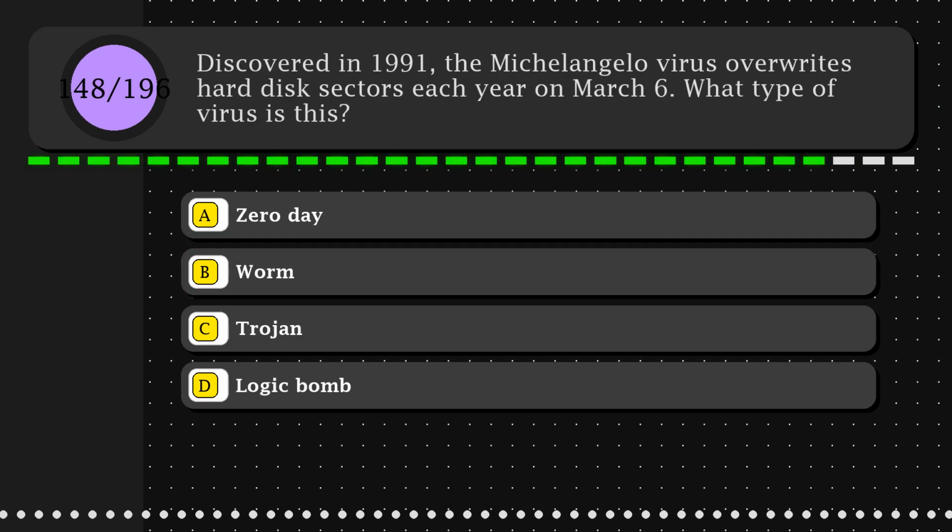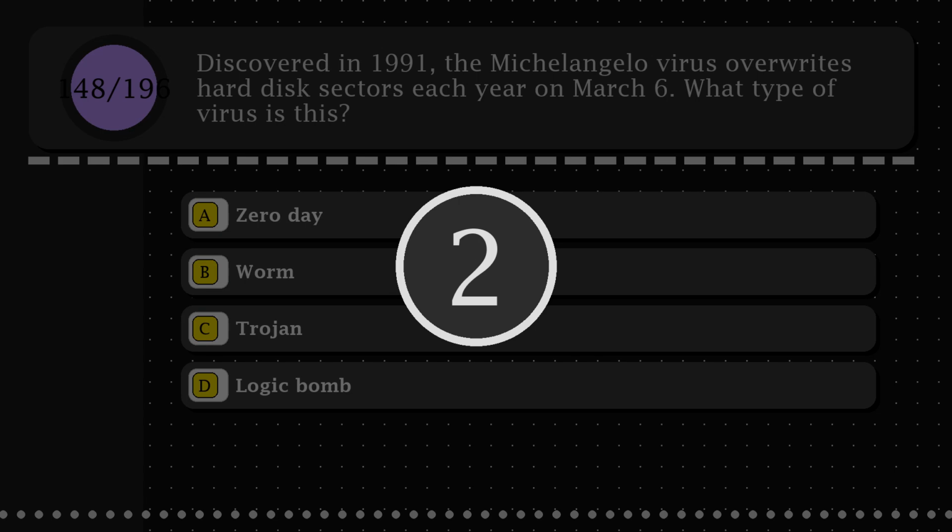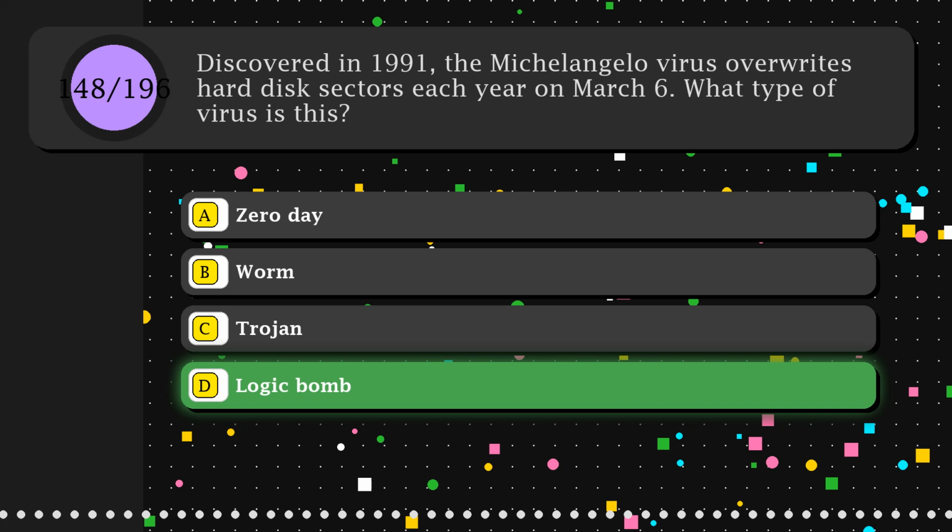Question 148. Discovered in 1991, the Michelangelo virus overwrites hard disk sectors each year on March 6. What type of virus is this? Option A, a zero-day. Option B, a worm. Option C, a Trojan. Option D, logic bomb. The correct answer is option D, logic bomb.